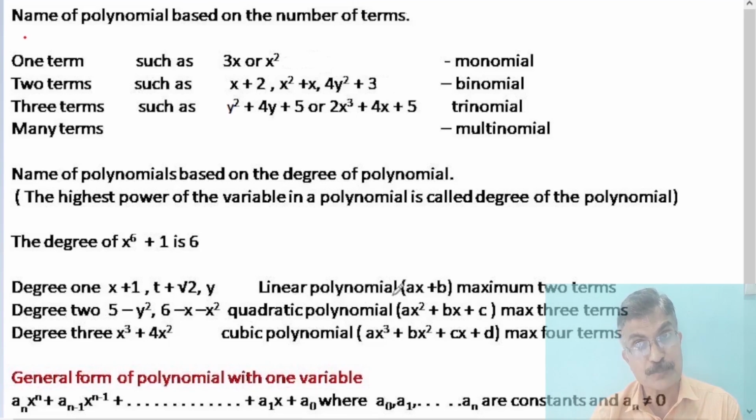So the general form is ax plus b, and the condition is that a should not be 0. If a turns to 0, then the polynomial is b, which is a constant polynomial.